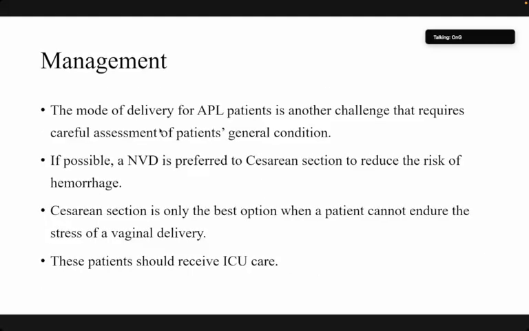In terms of the mode of delivery for APL patients, it's another challenge that requires careful assessment of the patient's general condition. If possible, normal vaginal delivery is preferred to cesarean section to reduce the risk of hemorrhage. Cesarean section is only the best option when a patient cannot endure the stress of vaginal delivery, and these patients should receive ICU care.